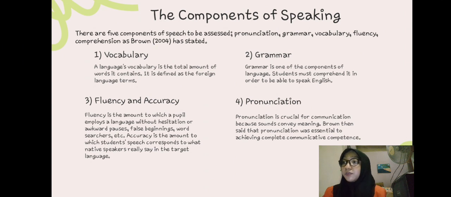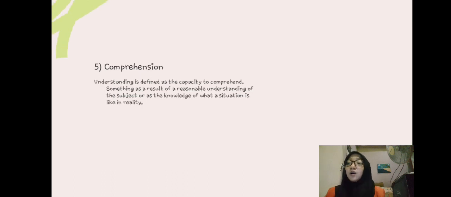Number 4, pronunciation. Pronunciation is crucial for communication because sounds convey meaning. Number 5, comprehension. Understanding is defined as the capacity to comprehend something as a result of a reasonable understanding of the subject, or as the knowledge of what the situation is like in reality.